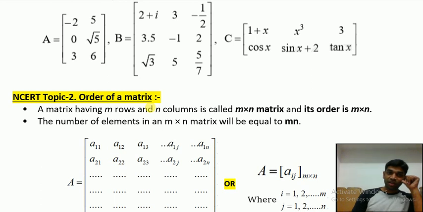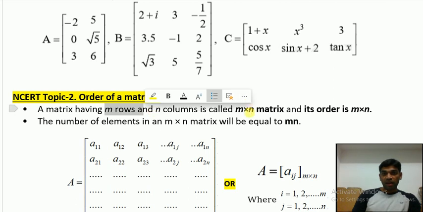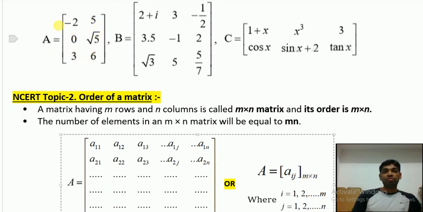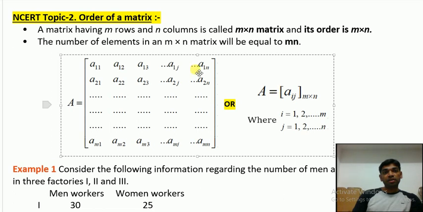So this is order of a matrix. What is exactly the order of a matrix? A matrix having m rows and n columns is called an m cross n matrix, and this m cross n is called the order. Now what are m and n? As you can see, m is the number of rows and n is the number of columns. Suppose you want to find the order of this matrix, then we can say it has 3 rows and 2 columns, so we write 3 cross 2. This one has 3 rows and 3 columns, so it is a 3 cross 3 matrix. And this one has 2 rows and 3 columns, so we write it as a 2 cross 3 matrix.